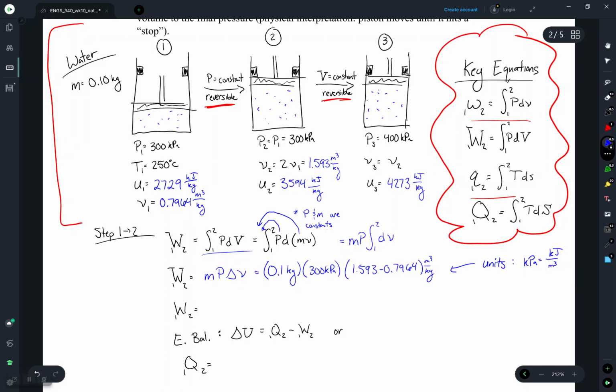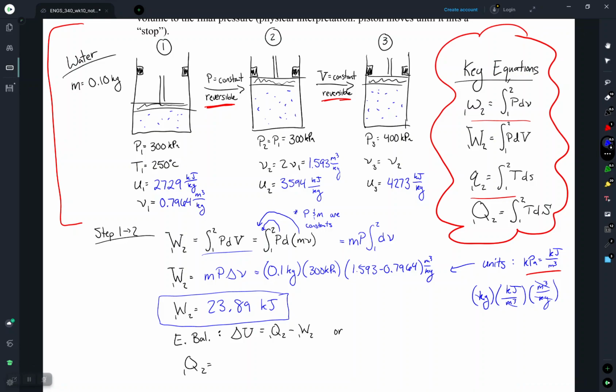meters cubed per kilogram. Right, a note on units over here. A kilopascal is a kilojoule per meter cubed, so we have kilogram times kilojoule per meter cubed times meter cubed per kilogram. So kilograms will cancel out, meter cubed will cancel out, and we'll have units of just kilojoules. So our work becomes 23.89 kilojoules.